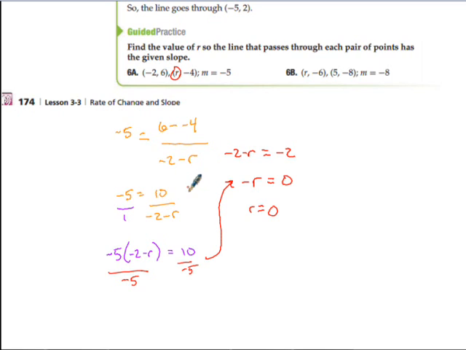I'd like for you to pause the video. Try 6b on your own. Go ahead and pause the video now, see if you can find out what that r value is. All right, you've unpaused, and I'm going to tell you r is 4.75. Now, hopefully some of you said 4 3/4, and maybe some of you even said 19/4. If you didn't get that, try again.